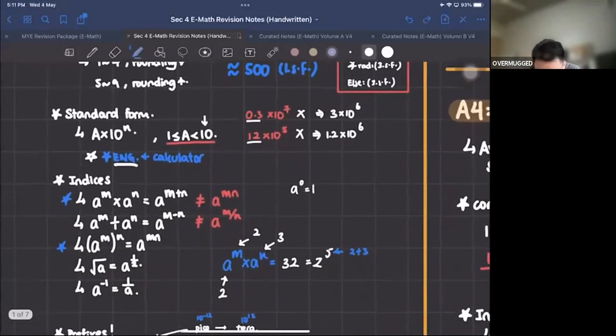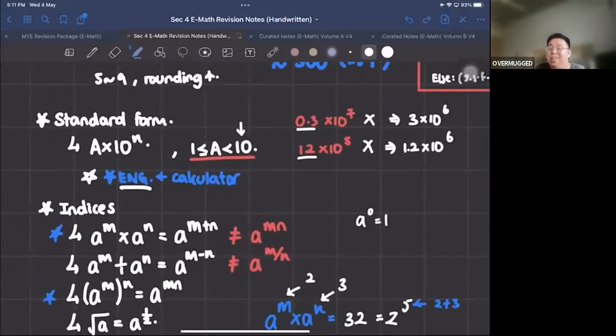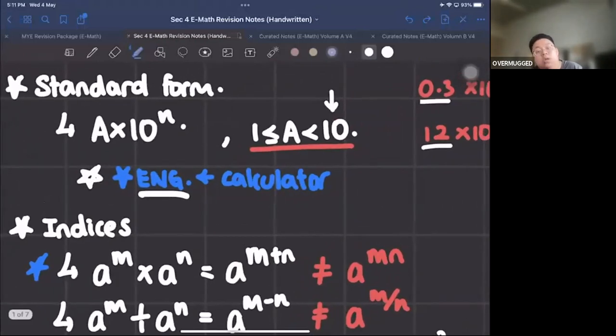Standard form. So standard form is a times 10 to the power of n, where the value of a is in between 1 inclusive and 10 exclusive. This is very important. Many students will make careless mistakes here when you're writing your standard form. Make sure that the number is always between that range. Now, if you see there's this ENG calculator thing here, I think a lot of people don't know this. On your calculator, there's an ENG button.